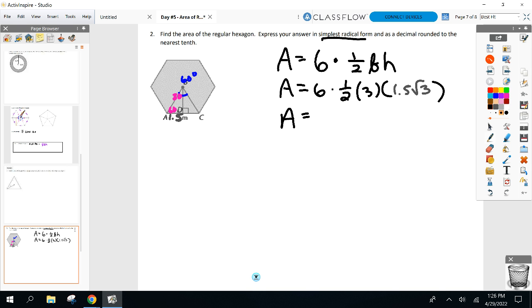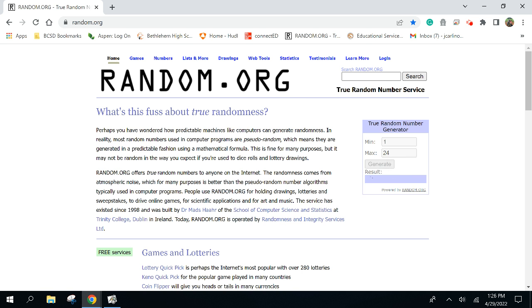Let's first start with simplest radical form. What radical will be in our answer up here? Radical 3. Okay, radical 3 is on our answer. You're multiplying every other number. And what's that end up being? Radical 3 here when you're ready.